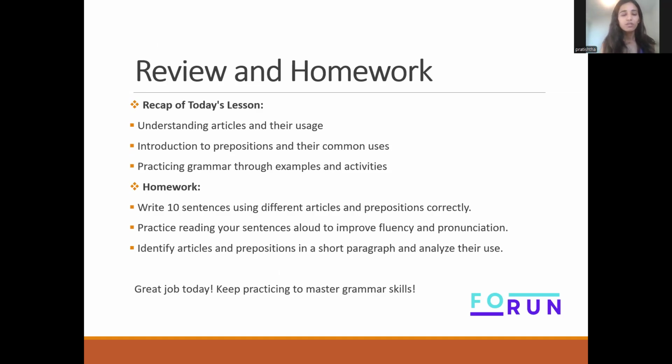Now, what I would suggest is you try to write 10 sentences using definite articles and indefinite articles. Try to make sentences using prepositions and the kinds of prepositions that we did. Try to speak them loudly so that it is retained more in your head. Try to also make some short paragraphs, or read paragraphs and underline and identify what kind of preposition it was, what kind of article it was.